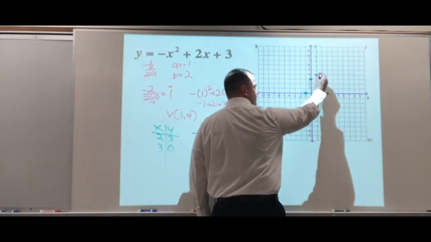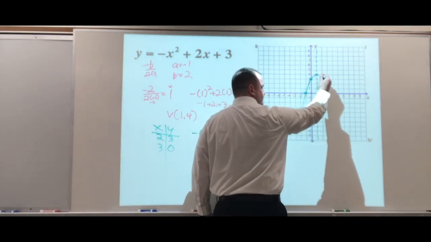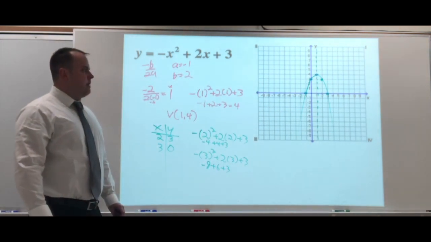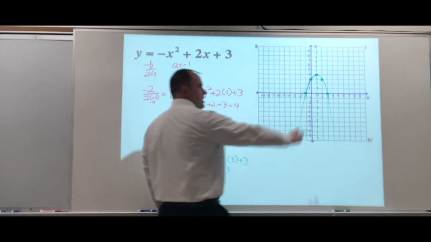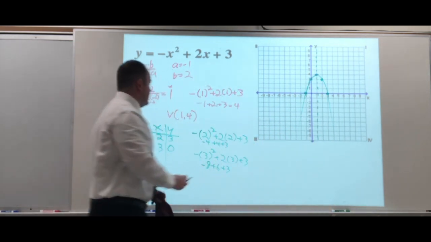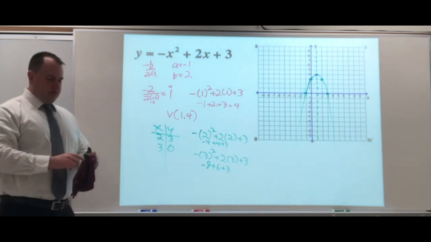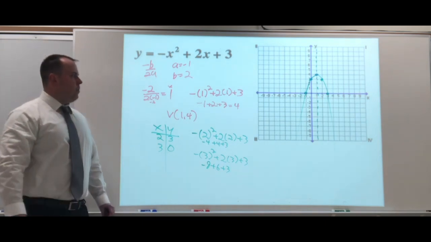And the last thing to do is to draw my line. Okay, there's my parabola. We have the highest point, the max value as our vertex, which is 1, 4, and it's opening down. Okay, so that's the example of standard form.